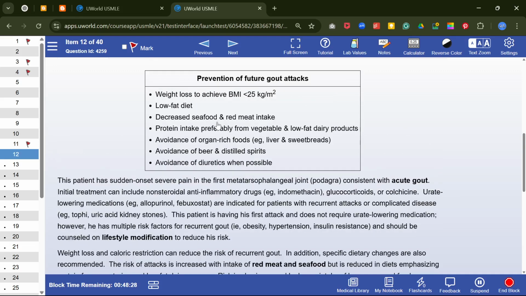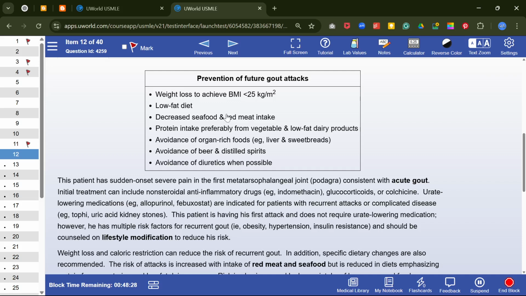Okay, this patient has sudden onset severe pain in the first metatarsophalangeal joint, podagra, consistent with acute gout. Initial treatment can include NSAIDs, indomethacin, glucocorticoids, or colchicine. Urate-lowering medications, allopurinol and febuxostat, are indicated in patients with recurrent attacks or a complicated disease profile, such as uric acid kidney stones. This patient is having his first attack and does not require urate-lowering medication.